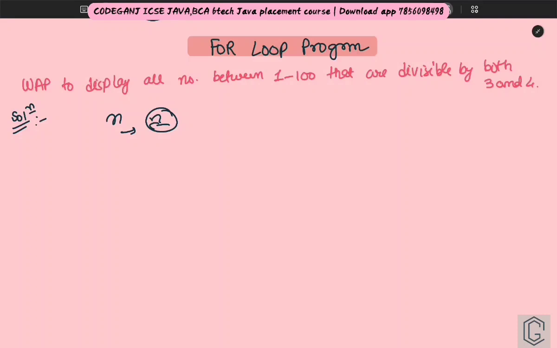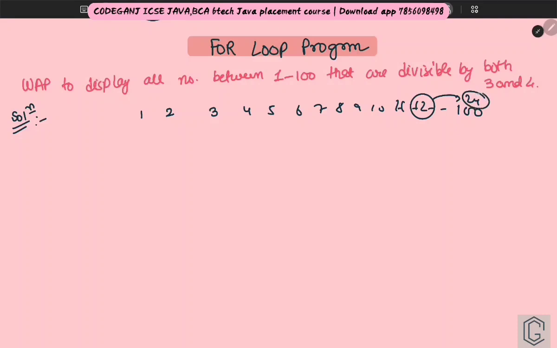So you will have to use a for loop, because here my numbers have to be between 1 to 100, and for each number I will have to check if 1 is divisible by 3 and 4 or not, if 2 is divisible by 3 and 4 or not, if 3 is, 4, 5, 6, 7, 8, 9, 10, and it will continue till 100, right? The first number that I will get is 12, that is divisible. Then it will be 24 because of the LCM thing that I told you in the last class, right? So you have to take all these numbers.